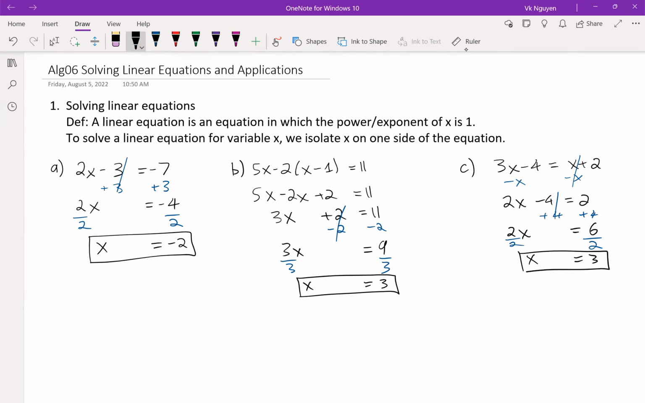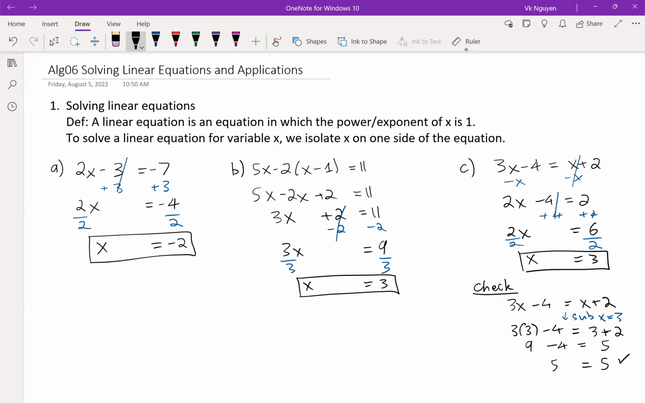Pretty cool. There's a way to check the answer. We can check the answer using substitution. 3x minus 4 equals x plus 2. We just need to substitute x equals 3. 3 times 3 minus 4 on one side, and 3 plus 2 on the other side. 3 times 3 is 9. 9 minus 4 should be the same as 3 plus 2. That is 5. 9 minus 4 is 5. 5 is the same as 5. It means that we did the problem correctly.